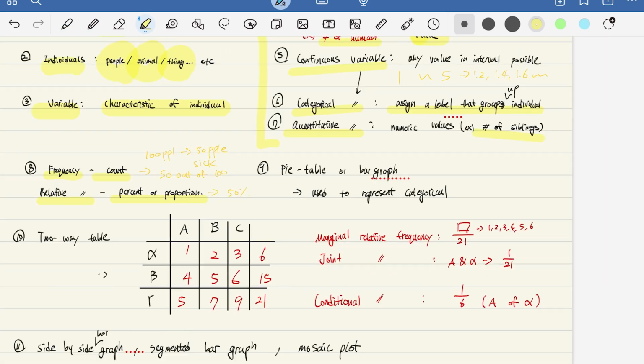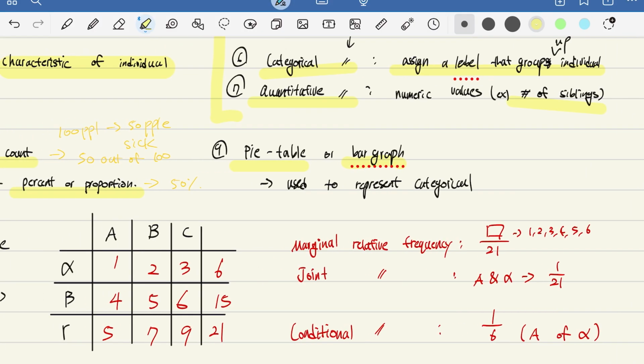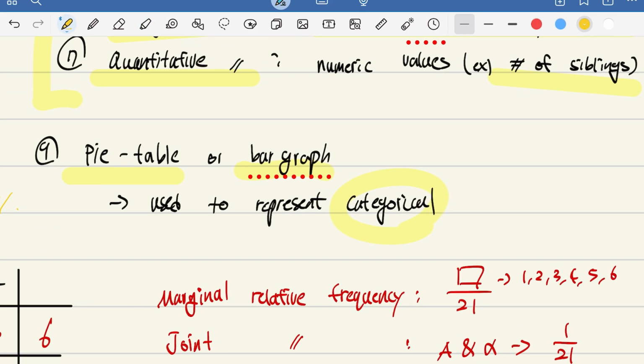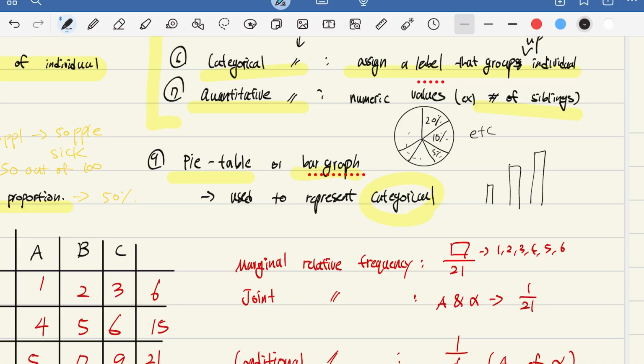The next vocab will be a bunch of tables and graphs. The first ones that I'm going to introduce are the pie chart and bar graph. These are usually used for representing categorical values. The pie chart looks like a circle, and you divide it with lines, and you write something such as 20%, 10%, 5%, and so on. The bar graphs are just graphs drawn with bars. These are the bar graphs.